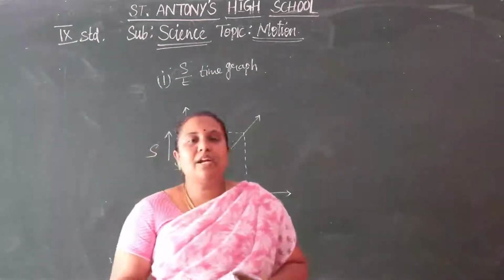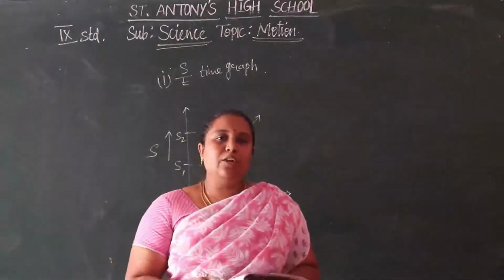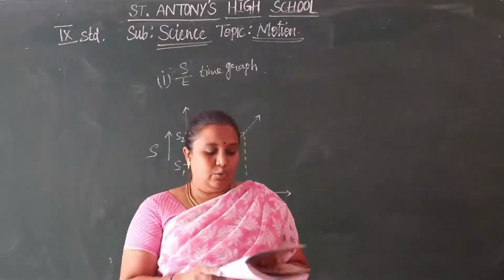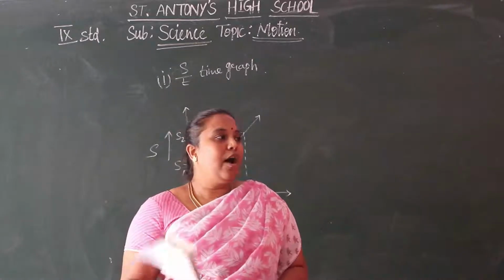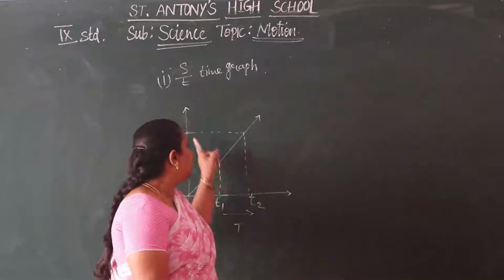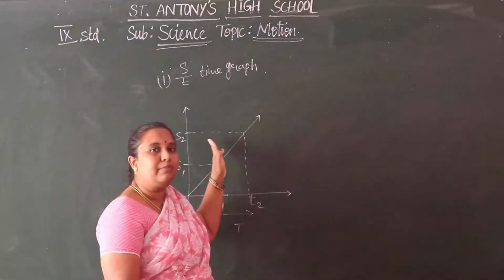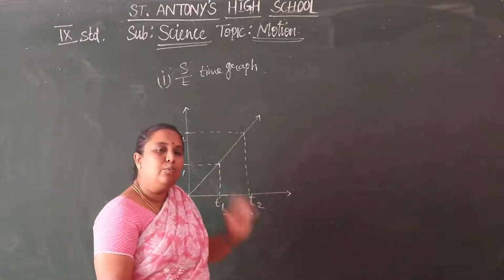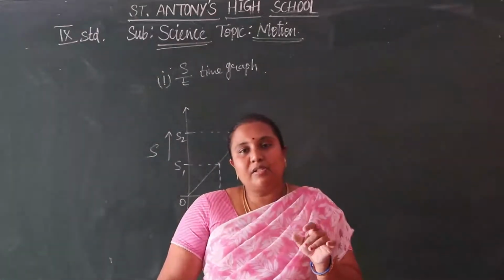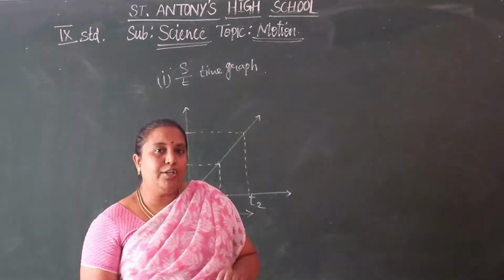Here the straight line represents uniform speed, that is zero acceleration. The S by T graph for uniform motion has zero acceleration. So a straight line representation means zero acceleration, there is no difference between the initial and final velocities. And then the S by T graph for non-uniform motion.